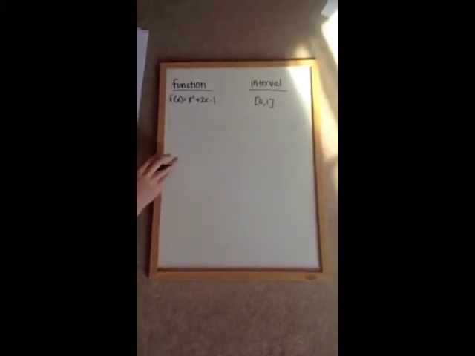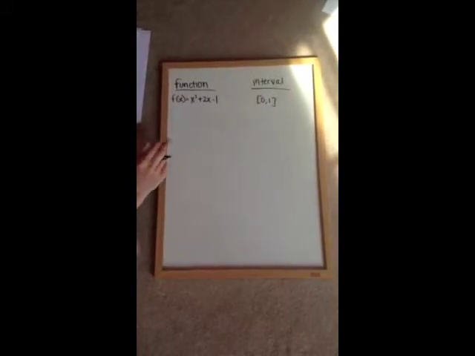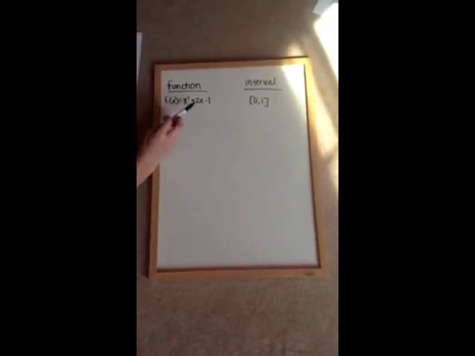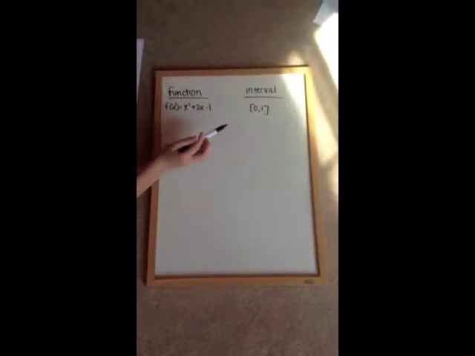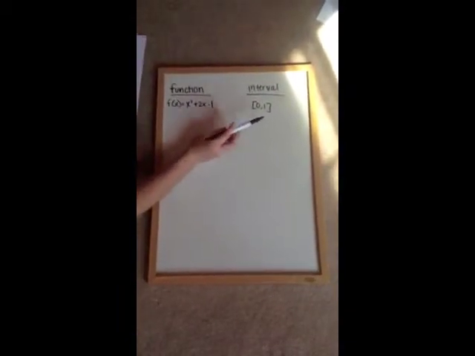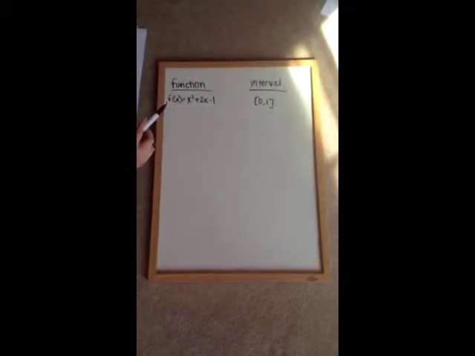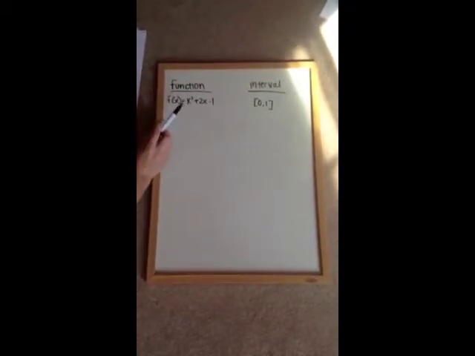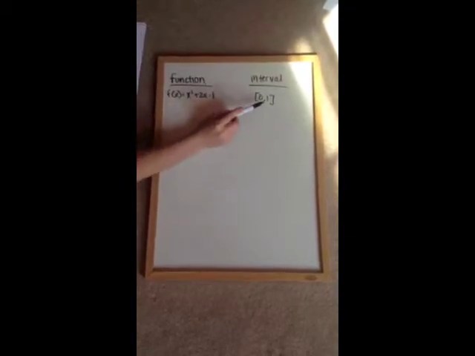Okay, so we're going to do an example of intermediate value theorem. So here we have the function x cubed plus 2x minus 1, and they give us the interval from 0 to 1. So we're going to use intermediate value theorem to show that this polynomial function has a 0 in this interval from 0 to 1.